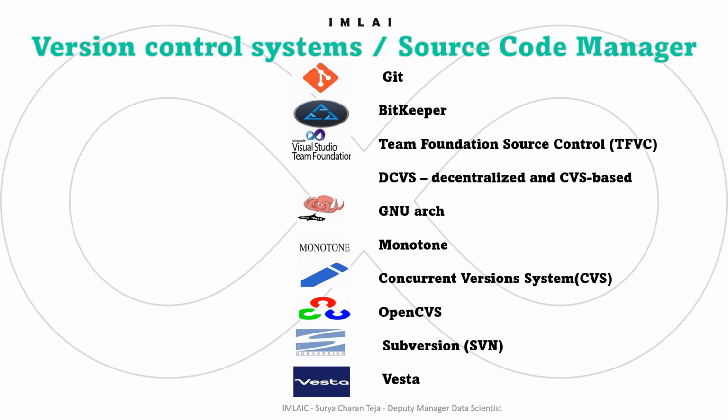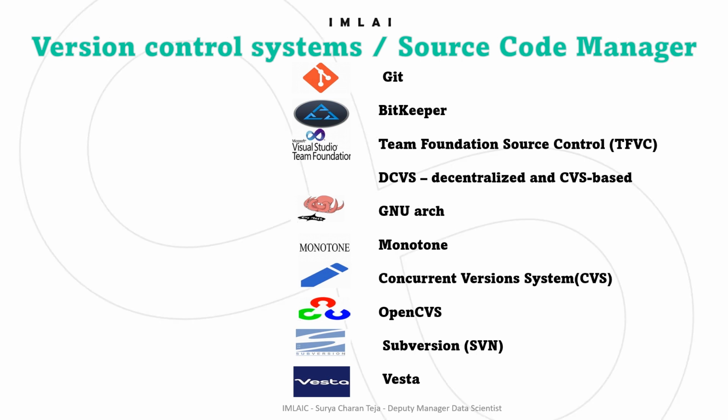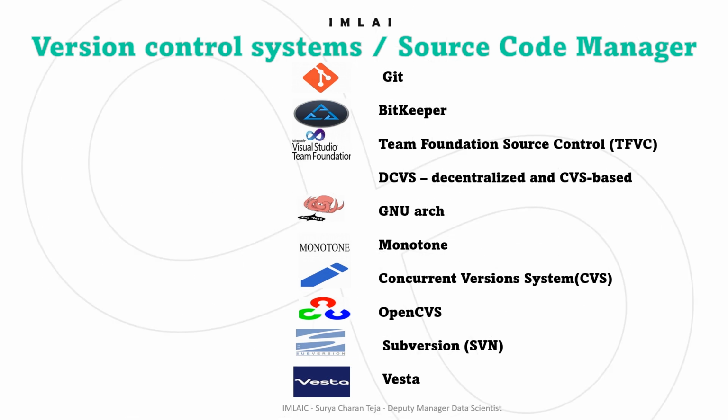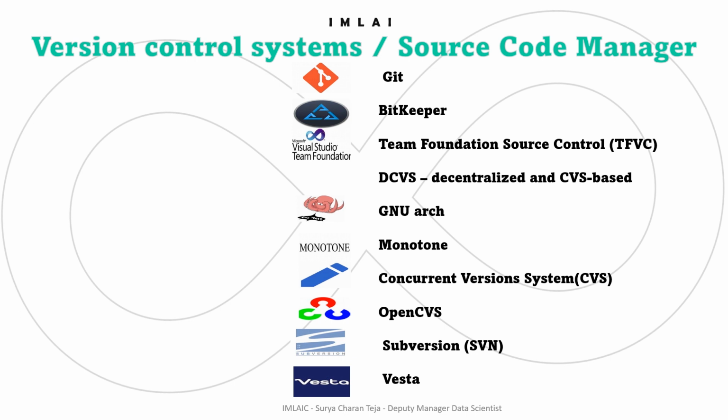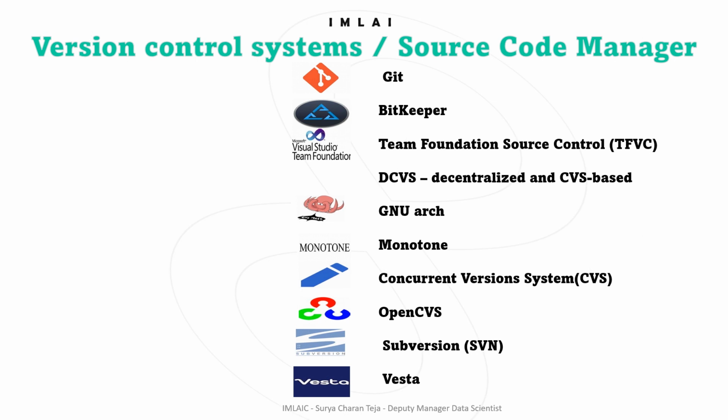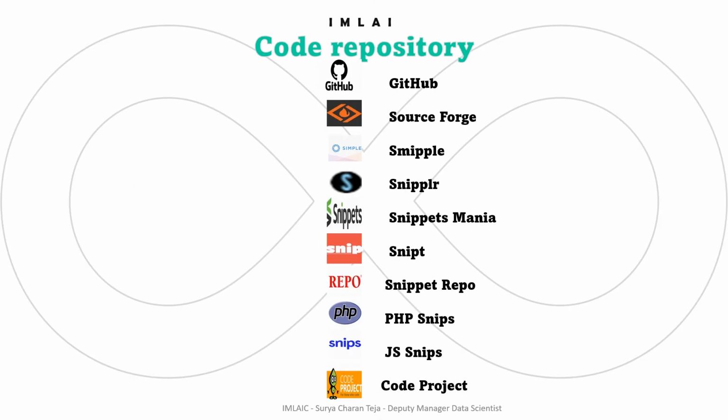The famous tool is Git, and then BitKeeper is the one which is enterprise level. Then we have Subversion, which maybe 6 to 7 years back was very famous. And then GNU Arch, Monotone, Concurrent Versions System, CVS, this was also famous long back. And Visual Studio Team Foundation is also famous. These are some of the tools that we use.